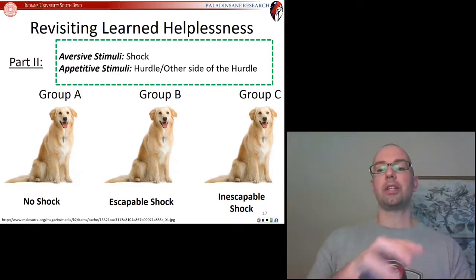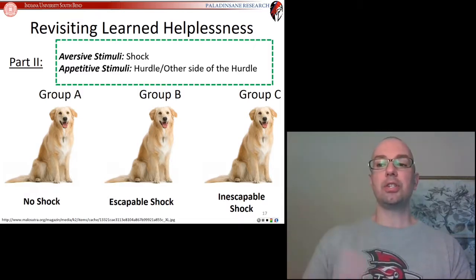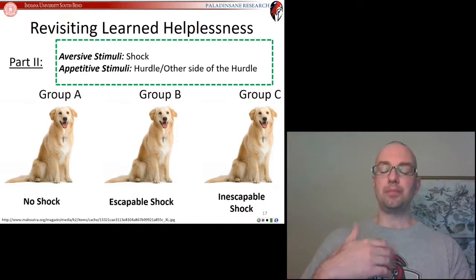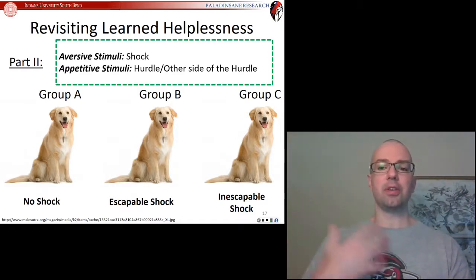Again, these are all things that the dogs would seek out, would get near to, would indicate through their behavior, their seeking out behavior, that it's an appetitive stimulus.